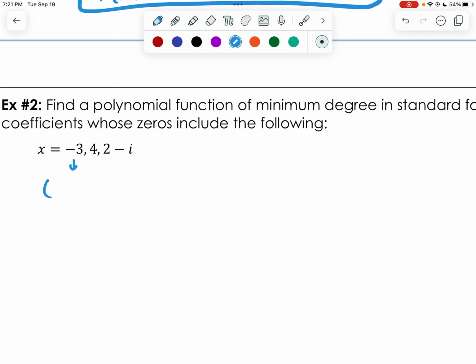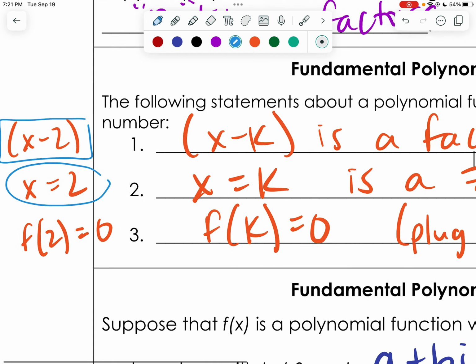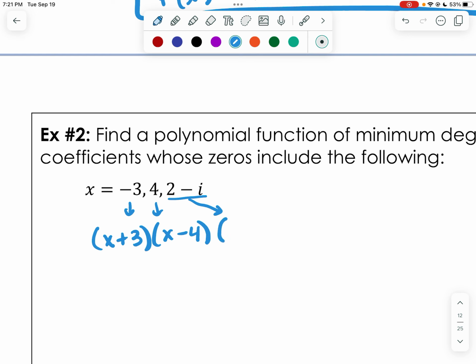If -3 is the zero, so let's go back up here. So like this, if that's a solution, then we write the opposite as the factor. So if x equals -3, the factor would be x plus 3. Okay. For positive 4, that factor would be x minus 4. Okay, now when we write a complex one, we're going to write x minus (2 minus i). Okay, because that's the first one.